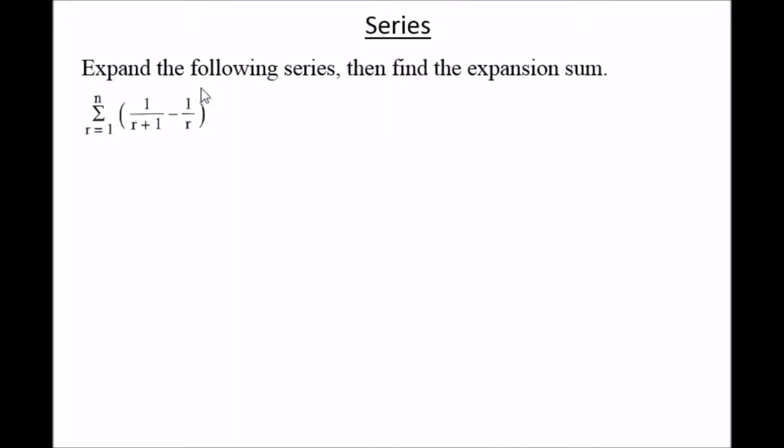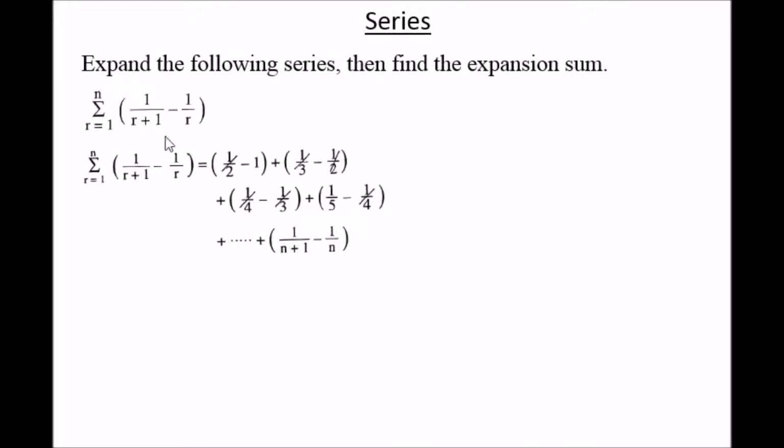Example, expand the following series, then find the expansion sum. Sigma from r equals 1 to r equals n of 1 over r plus 1 minus 1 over r. Let's start by expanding the series. Put r equals 1 in the following expression. At r equals 1, the first term is 1 over 1 plus 1 is 2, so 1 over 2 minus 1 over 1 is 1. So 1 over 2 minus 1, this is the first term of the series.